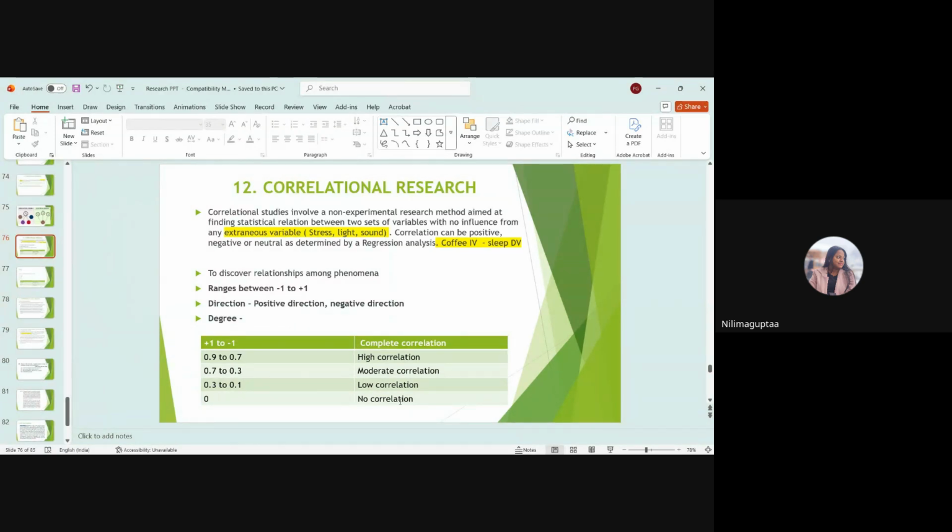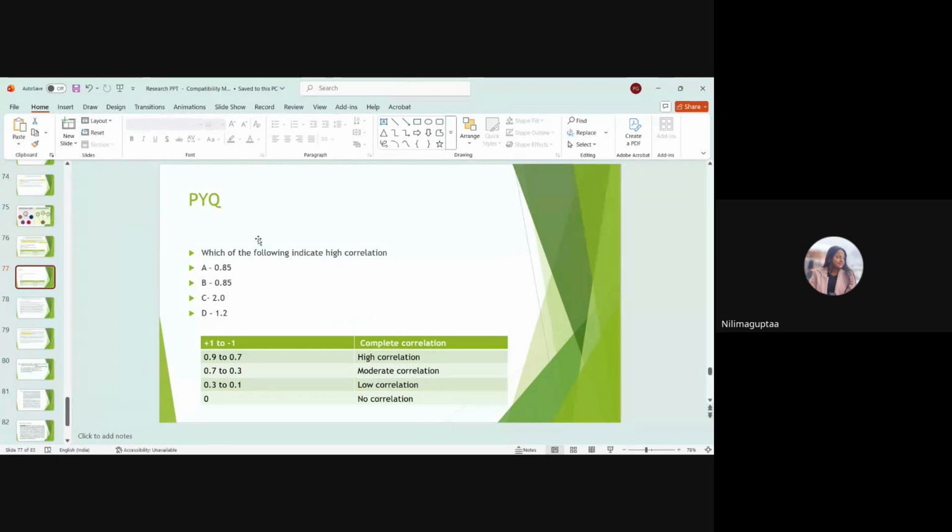You don't have to do any calculations or anything. They will just give you this number and ask you, is it high correlational, complete, moderate, low, or no correlational? So this range and degree is something that you will have to remember. So this is a PYQ question that was asked. Which of the following indicates a high correlational?